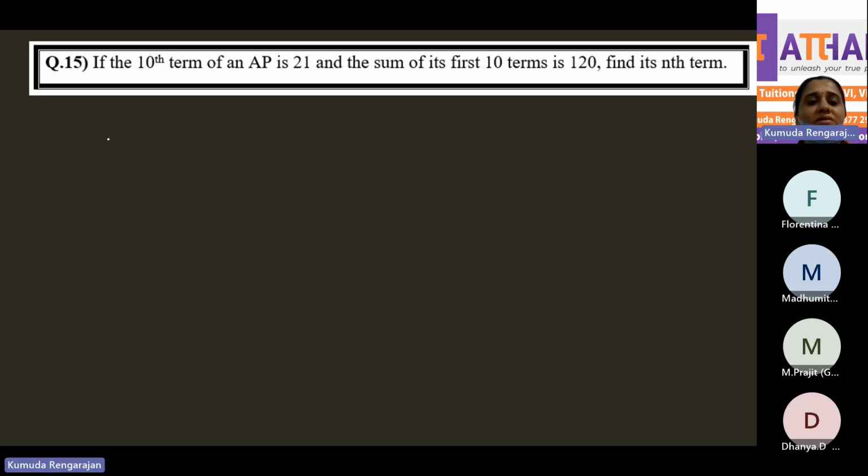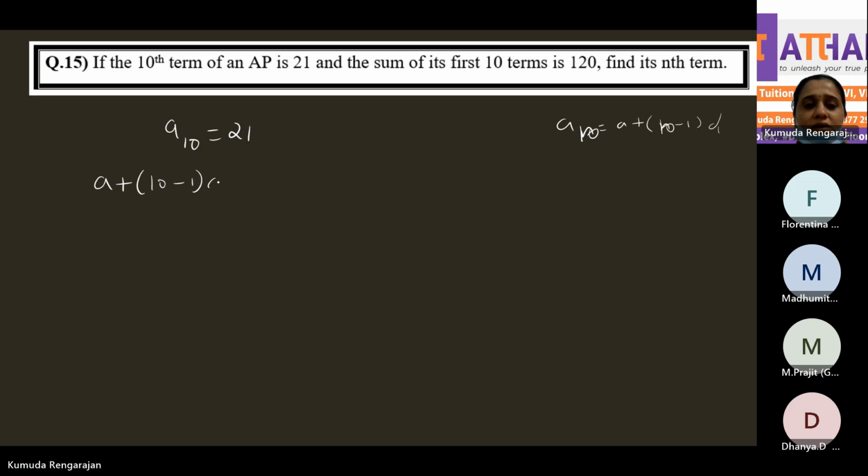Okay, Krishmi, how do you express that the 10th term of an AP is 21? A10 is equal to 21. So what do you get out of this? A10 is 21 means what? What is an? A plus n minus 1 into d. Okay, this is A10, so A10 will be A plus 10 minus 1 into d. A plus 10 minus 1 into d is equal to 21. So A plus 9d is equal to 21. This is one equation.